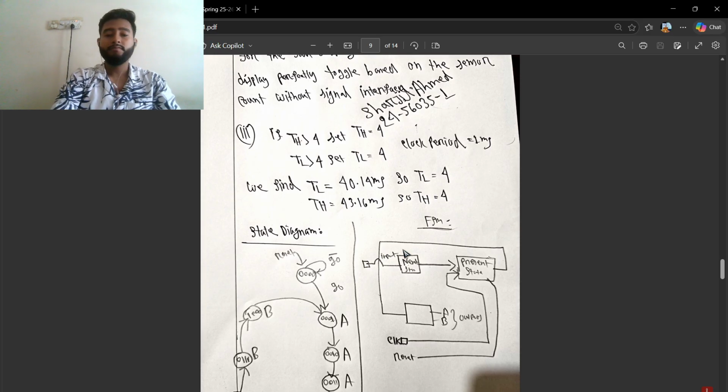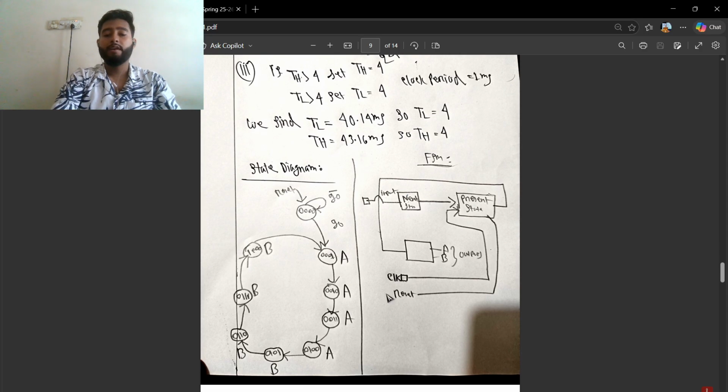Now according to this, this is an FSM. You call it a system diagram. Here all inputs come: clock and reset are our inputs, and the outputs are A and B, so two outputs here. Now this is the state diagram. It starts at 000 on reset, then goes to 001 when it is on, then 010, then it continues this cycle until someone presses the reset.